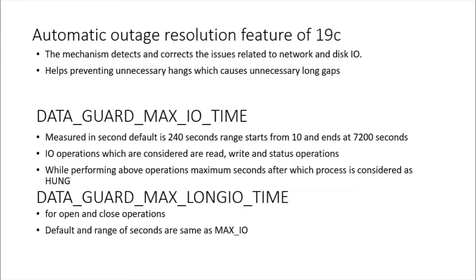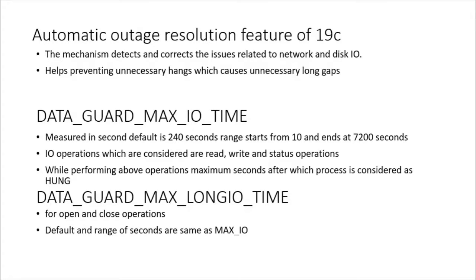unnecessary long gaps. There are two parameters which were introduced: DataGuard max I/O time and DataGuard max long I/O time. DataGuard max I/O time has a default of 240 seconds, which indicates that after these 240 seconds the I/O operation is considered as hung. The range is 10 seconds to 7200 seconds.